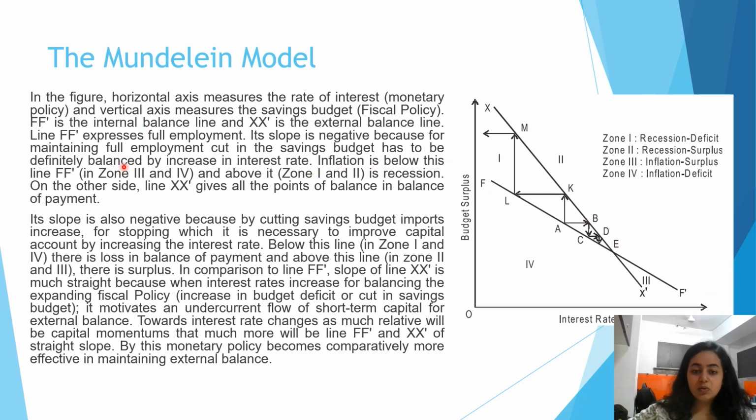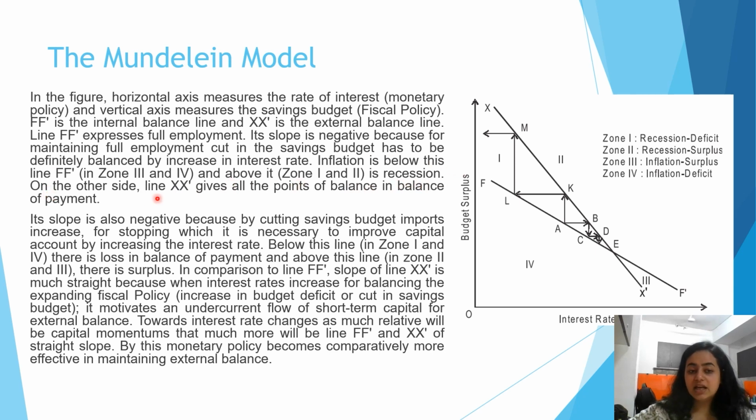Inflation is below this line FF in zones 3 and 4. Now we have various zones here. This is the first one, second, third, and fourth. These are the zones. So in zones 3 and 4, you can see that inflation is below this line, and it is above it in zones 1 and 2. It is above it, so that shows recession.